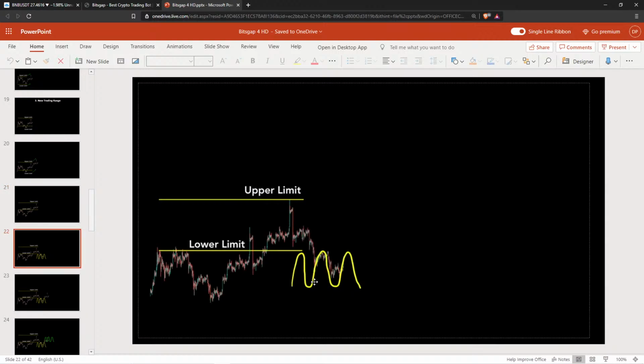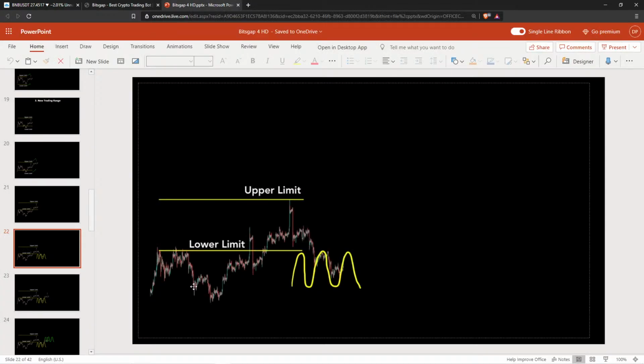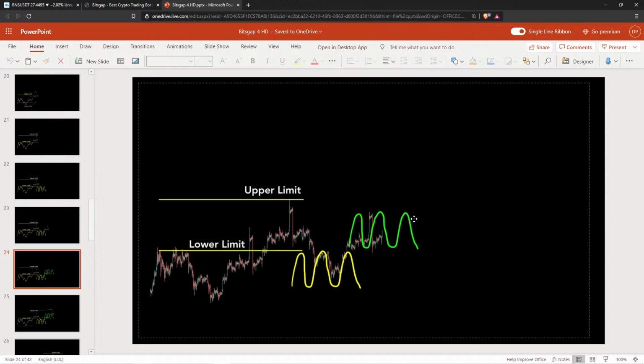this is where the trading halts and the bot will not trade on your behalf, because it follows only the market rise. That's why it is called trailing up, not trailing down. All right. So that's why it follows only a rising market. But if the price then reverts back, this is where the bot will continue trading on your behalf.